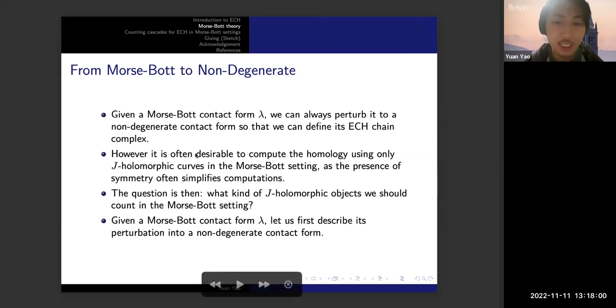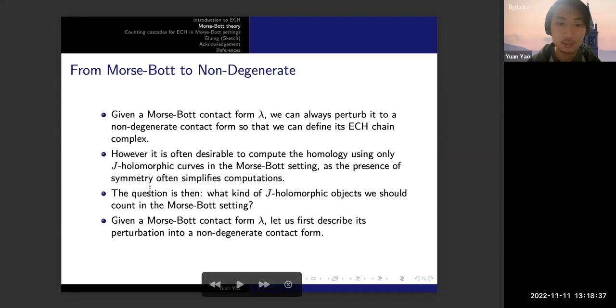However, it's often desirable to be able to compute homology using only the J-holomorphic curves in the Morse-Bott setting, because oftentimes the J-holomorphic curves in the Morse-Bott setting are better understood, because there's a bit more symmetry. The question is then, if I only want to look at J-holomorphic curves in the Morse-Bott setting, what kind of objects should we count to define this chain complex? To make this idea a little more precise, let me first describe, given a Morse-Bott contact form, its perturbation into a non-degenerate contact form.